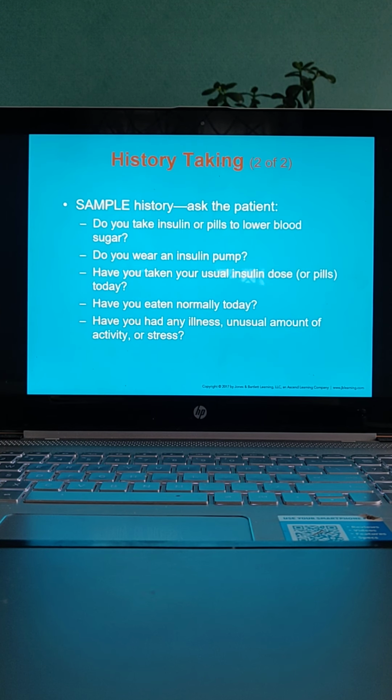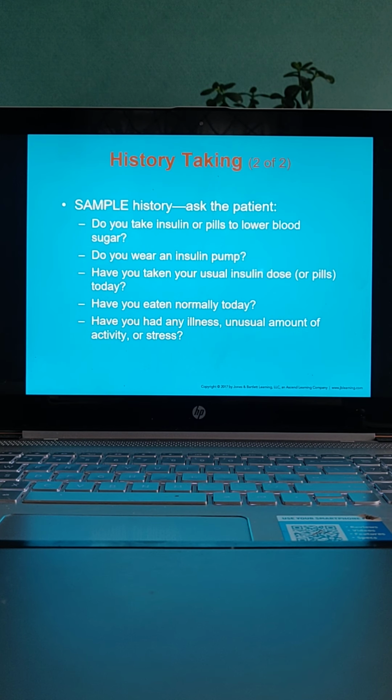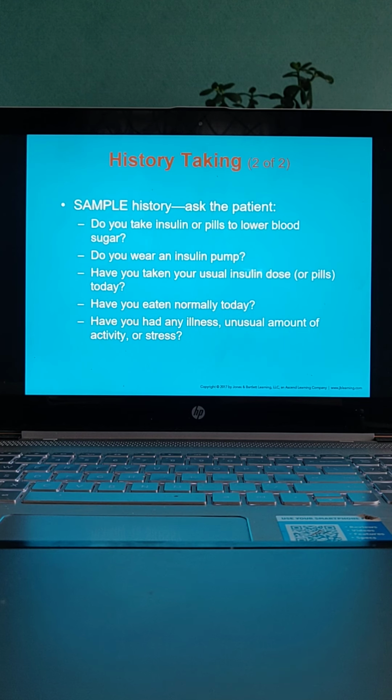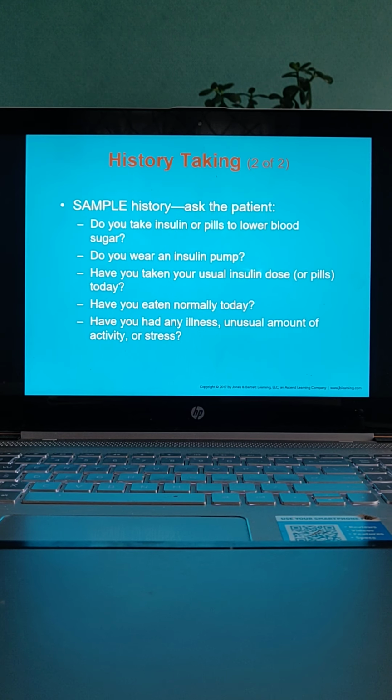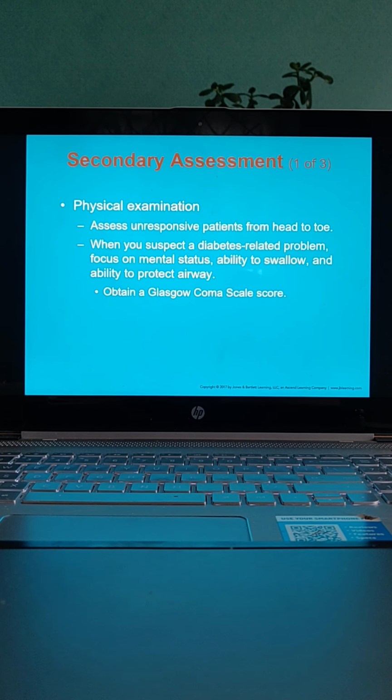Signs and symptoms, SAMPLE. Did you take insulin or pills to lower blood sugar? Do you wear an insulin pump? Have you taken your usual insulin dose or pills today? Have you eaten normally today? Have you had any illnesses, unusual amount of activity or stress? Okay? Then after the history, you're going to do your secondary exam.